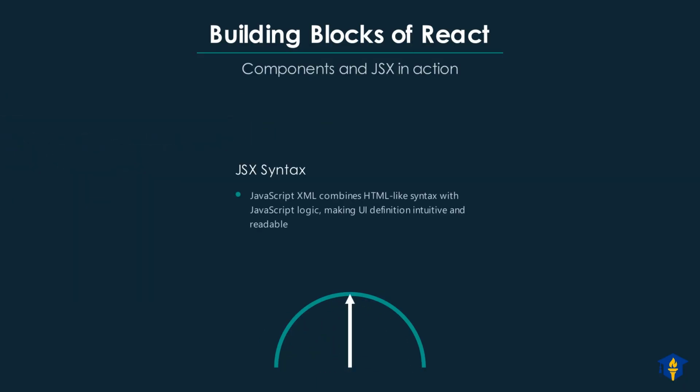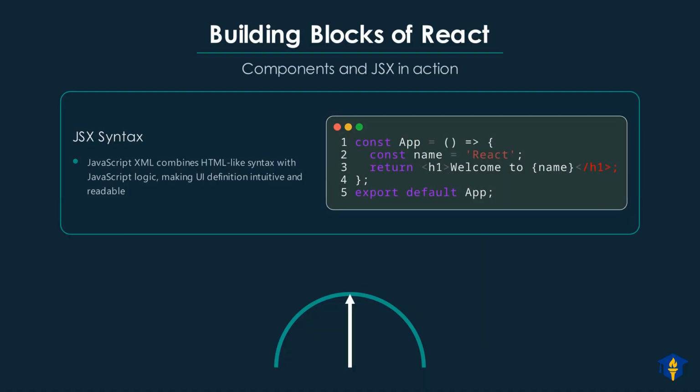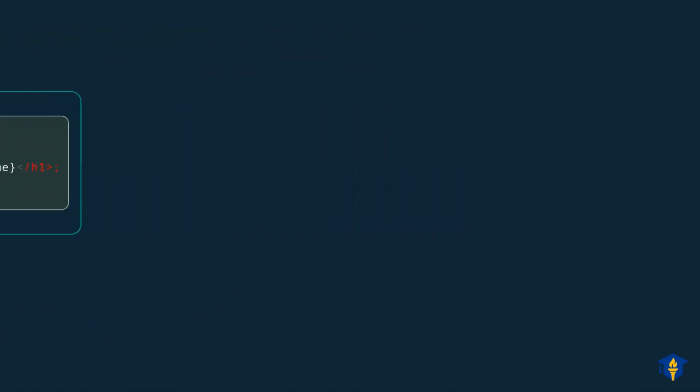JSX, or JavaScript XML, is a syntax extension that combines HTML-like markup with JavaScript logic. JSX makes defining user interfaces intuitive and highly readable, bridging the gap between markup and code. This example shows JSX in action, embedding a JavaScript variable name directly within HTML.